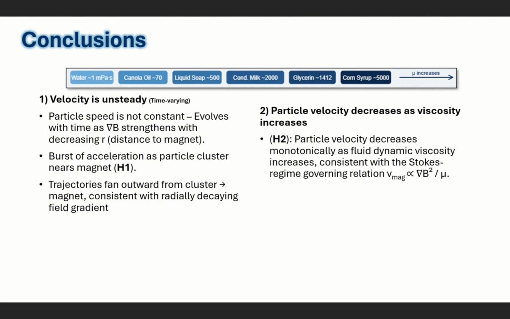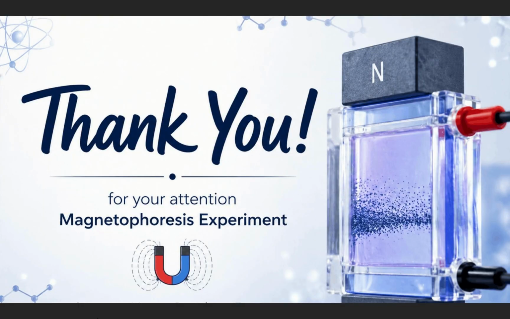From our experiment data and results, we confirmed the velocity profile is unsteady and proved our primary hypotheses of particle velocity evolving with magnetic field gradient strength, and we also showed the particle velocity is dependent on the viscosity of the fluid system. Thank you.